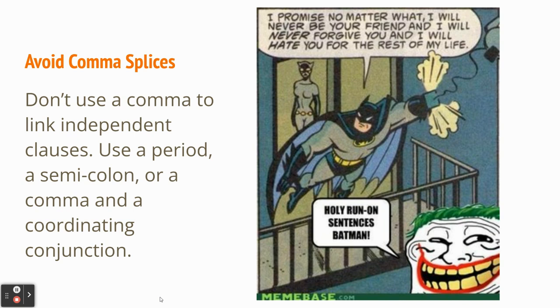Commas cannot link independent clauses or split independent clauses. Use a period. If the clauses are closely related, use a semicolon or use a comma in a coordinating conjunction. If you look at the meme, I promise you, no matter what, I will never be your friend and I will never forgive you and I will hate you for the rest of your life. You need the comma in the coordinating conjunction. You need some kind of period someplace. Be careful about having sentences that run on without proper punctuation.